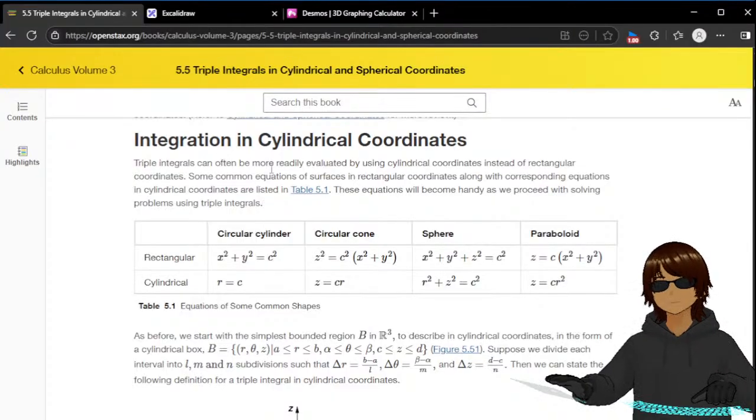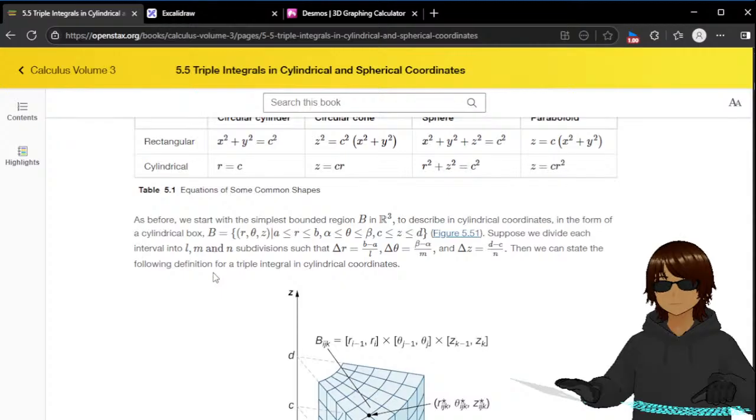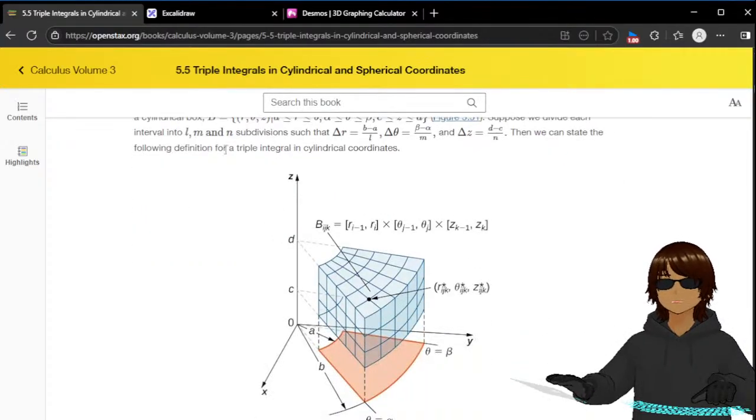Triple integrals can often be more readily evaluated by using cylindrical coordinates instead of rectangular coordinates. Some common equations of surfaces in rectangular coordinates alongside their corresponding equations in cylindrical coordinates are listed in Table 5.1: cylinder, circular cone, sphere, paraboloid. As before, we start with the simplest bounded region P in R cubed, and we can state the following definition for a triple integral in cylindrical coordinates.